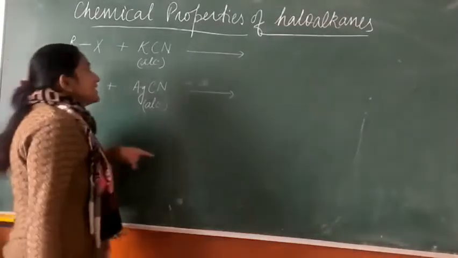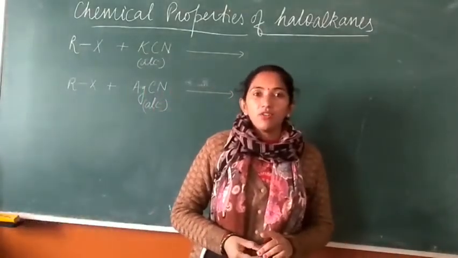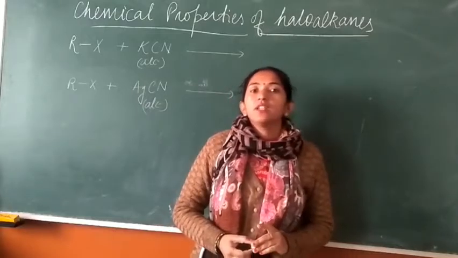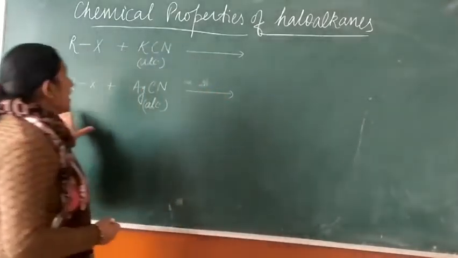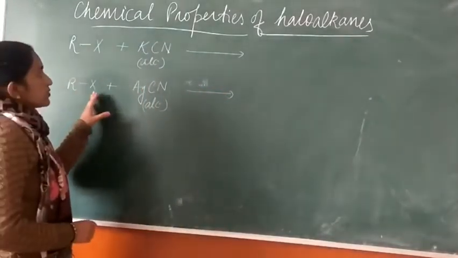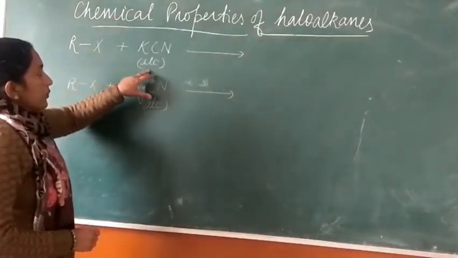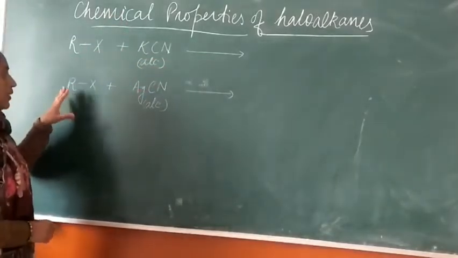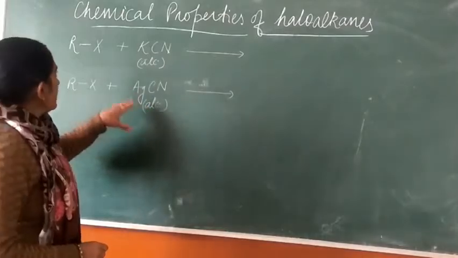Good morning, students. In our last class, we discussed the chemical properties of haloalkanes. A few reactions we have discussed. Before I continue the topic ahead, here is a question. I will write a reaction on the board, and you will try to solve it. What is going to be the product when the haloalkane reacts with alcoholic KCN, potassium cyanide, and what will be the product when it reacts with AgCN?